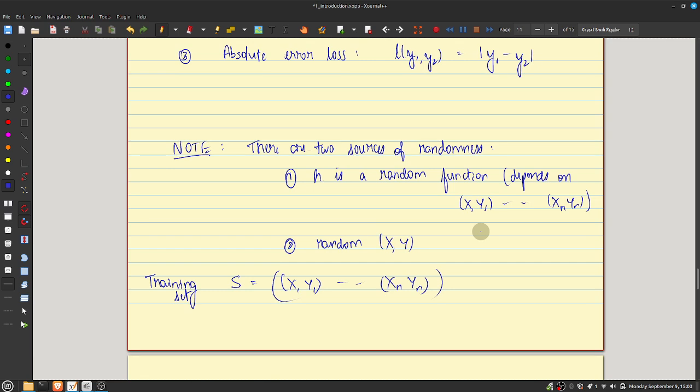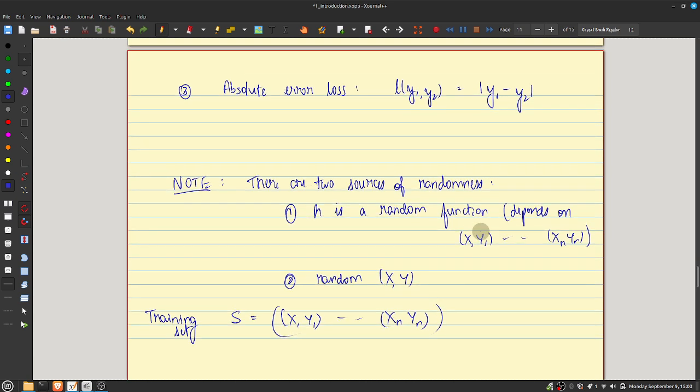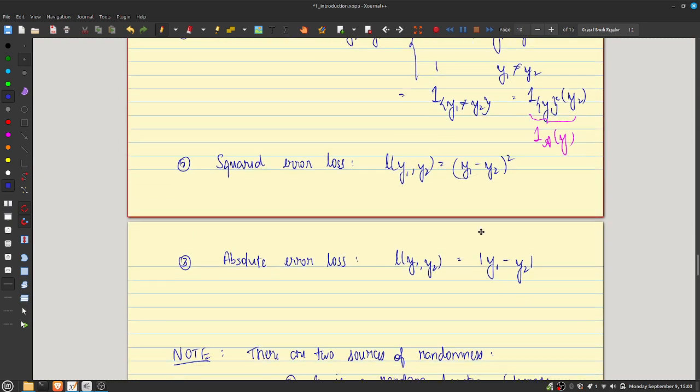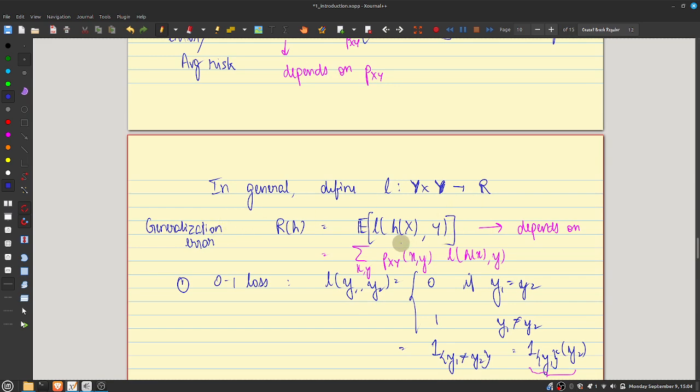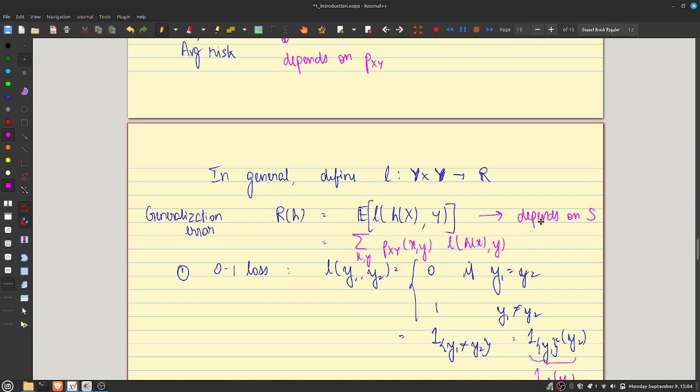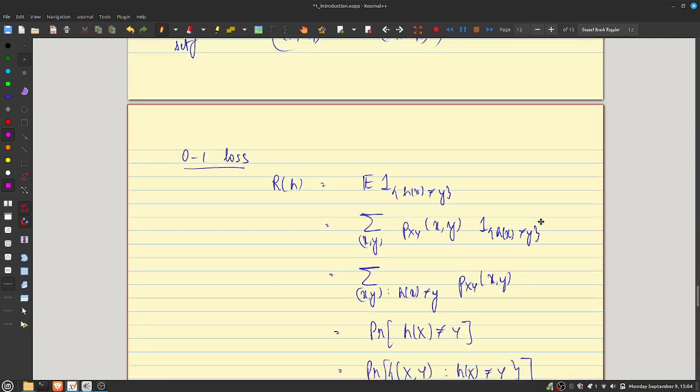So that exponentially comes for the 0 1 loss. Which one? The probability that H of X is not equal to Y. It's very particular to the 0 1 loss. Right. So I was trying to make the point that the generalization error is a function of H. So in general, this R of H is going to be a random variable, right? So it depends on your training set S in general. Correct?